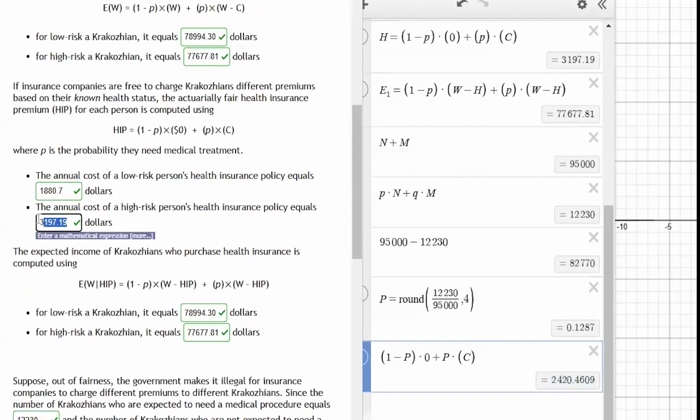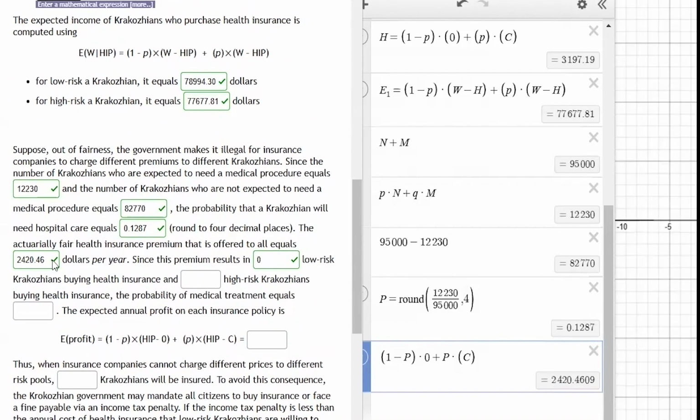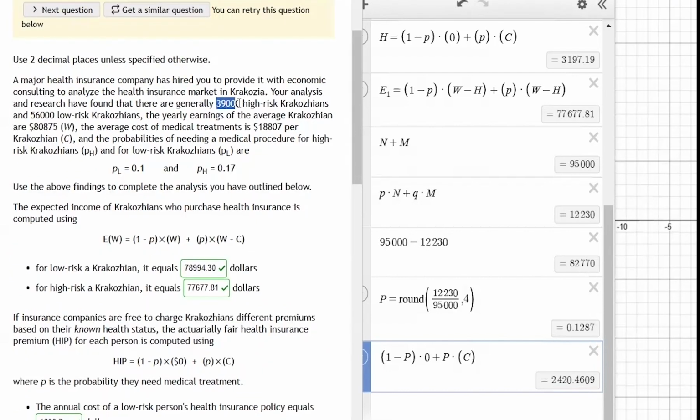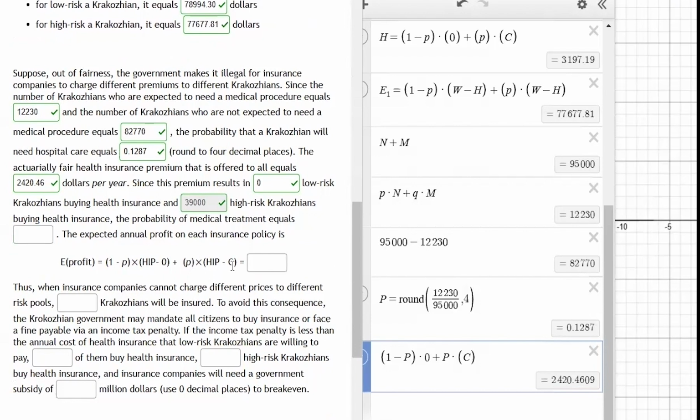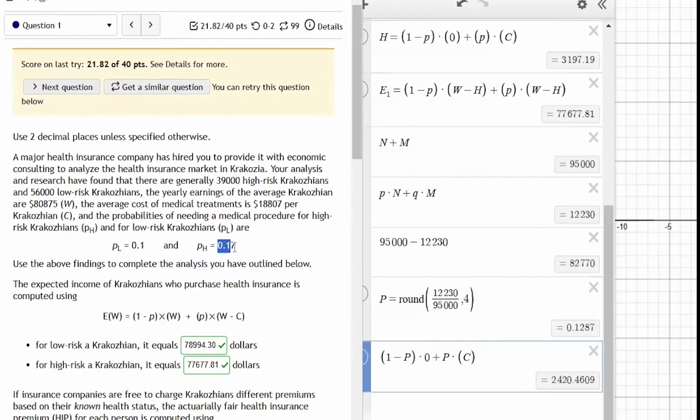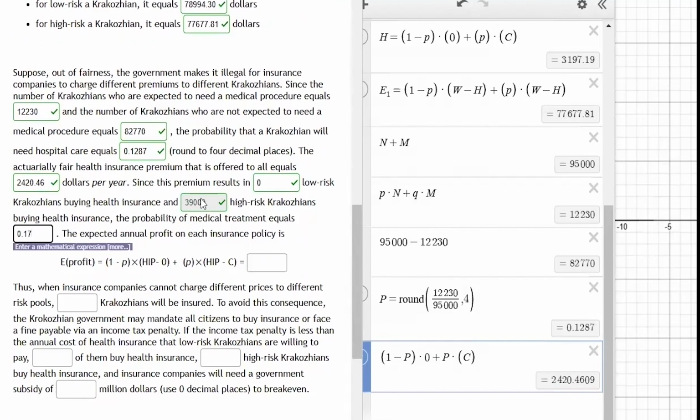Meanwhile, because this premium, the maximum premium a high risk person is willing to pay, exceeds this pooled premium, every one of the 39,000 high risk Caucasians will be insured. Because all low risk people dropped out of the insurance pool, only the 39,000 high risk Caucasians are in it. If all the low risk people drop out because the pooled insurance premium is too high for them, only high risk people are going to be in there, which means the pooled probability of needing the medical treatment is 17%.